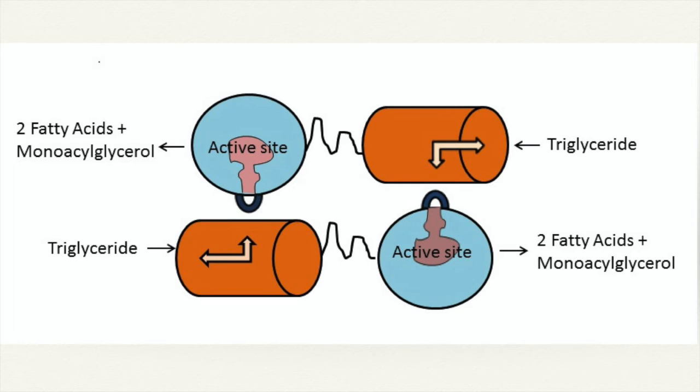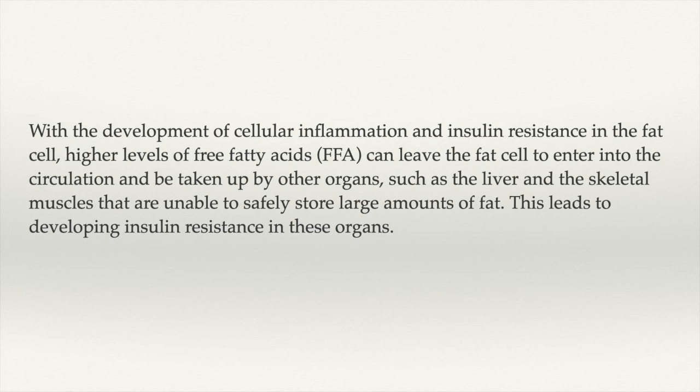We see this here in the model of a triglyceride being broken down into two fatty acids and a monoacylglycerol. With the development of cellular inflammation and insulin resistance in the fat cells, higher levels of fatty acid can leave the fat cells to enter into the circulation and be taken up by other organs, such as the liver and the skeletal muscle, that are unable to safely store large amounts of fat. This leads to the developing insulin resistance in these organs.